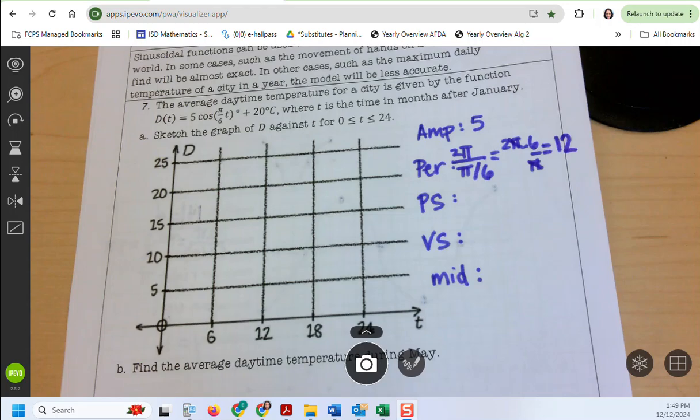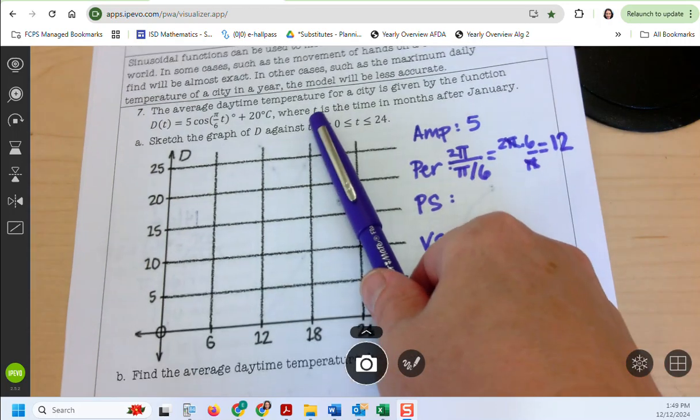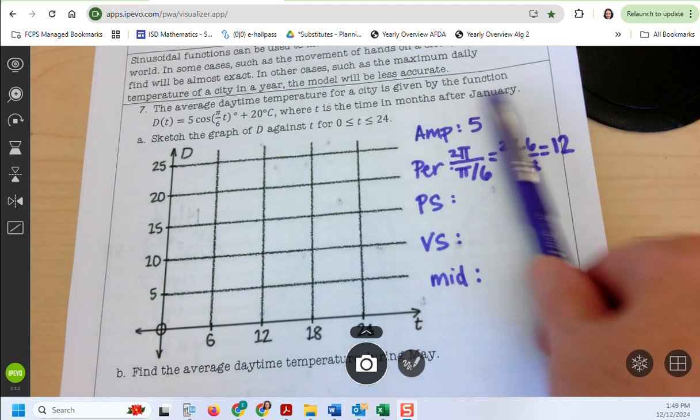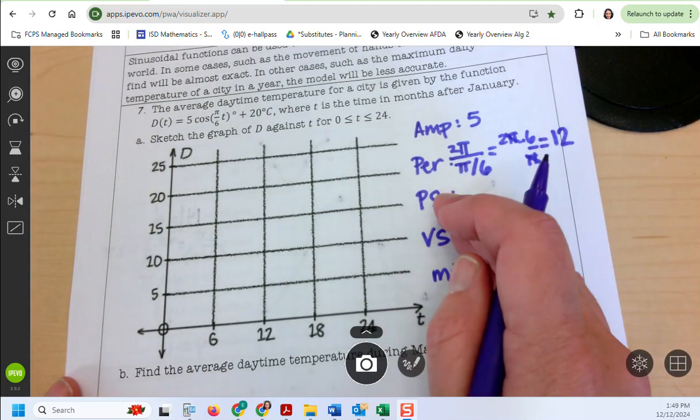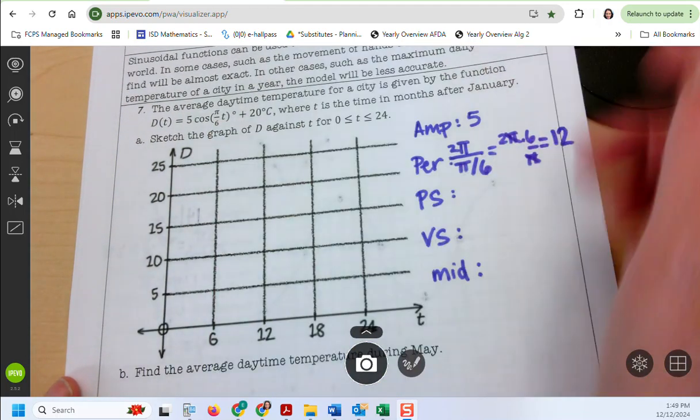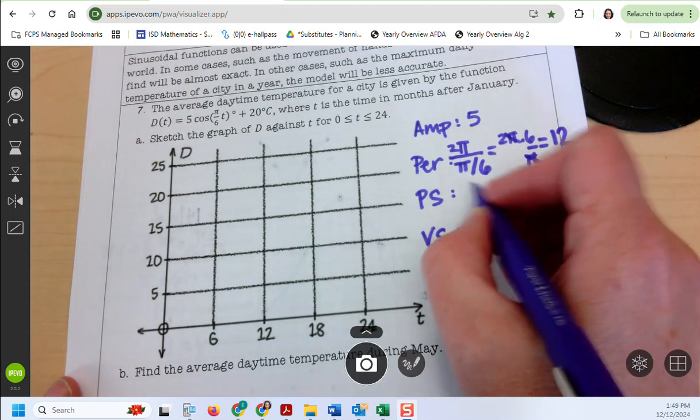The problem's about temperature, but I think the T is the time. So T is the time in months after January. When we talk about time, we don't say it's been like pi months, right? We say instead it's been 12 months. So it does make sense for the pi's to cancel out. Your phase shift, there's nothing added or subtracted in the parentheses there, so none.